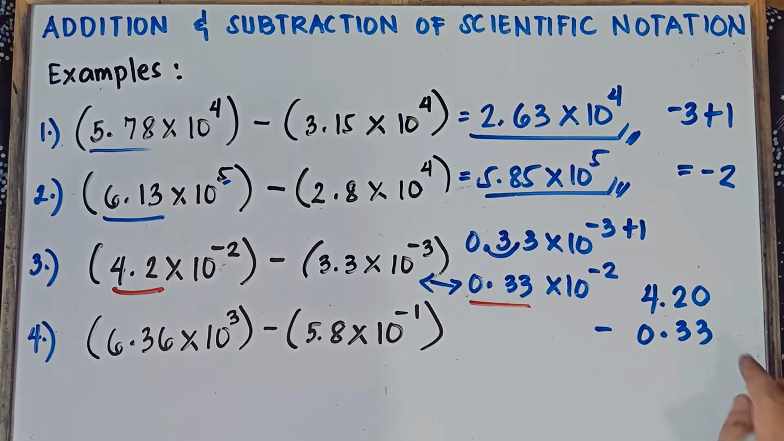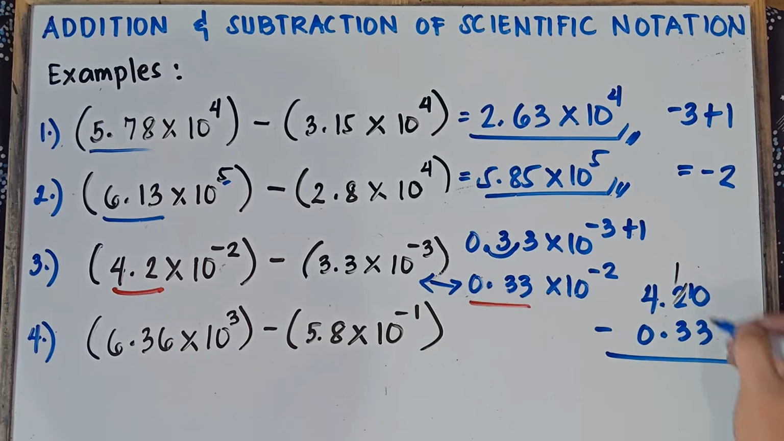And then 0 minus 3. What's the answer, class? Of course, that cannot be. We need to borrow 1. This 2 becomes 1. And then this 0 becomes 10. So 10 minus 3, that's 7.